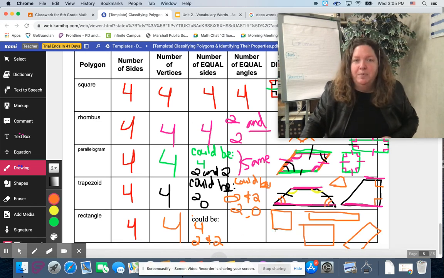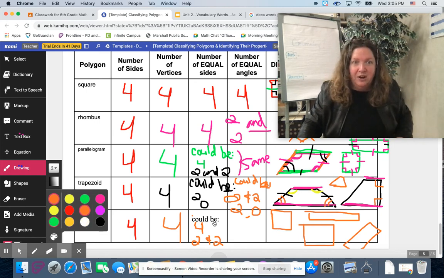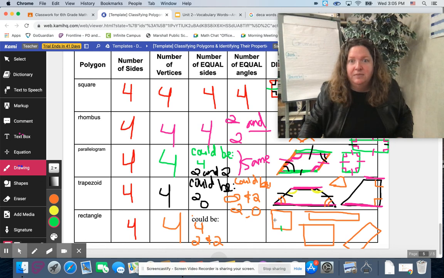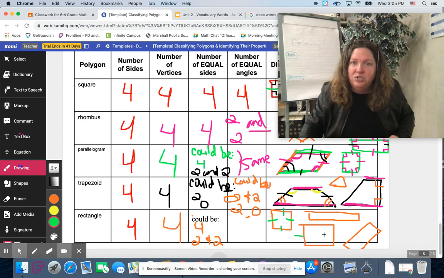Okay, so it could be 4. There could be 4 equal sides, like a square, because a square is a rectangle. There it is. There's 4 equal sides. Or it could be 2 and 2. It could be that these 2 sides are equal, and these two sides are equal.